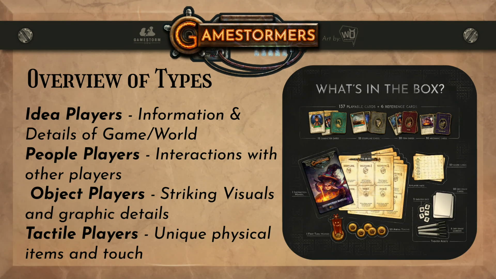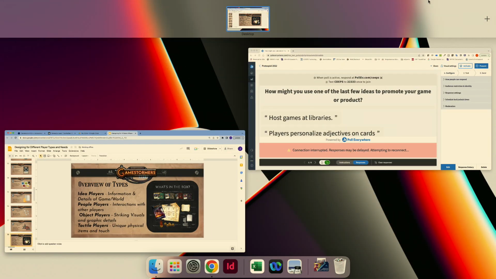So I wanted to give you this quick overview, and then I am going to give you a chance to give your thoughts too on these topics to see if you have any connections to them. So we got the idea players, interested in information about the game world. We got the people players, straightforward, interacting. We got object players, drawn to the visuals, and we got tactile players, who are into physical items and touch. So I did want to turn it over and give you a chance here.